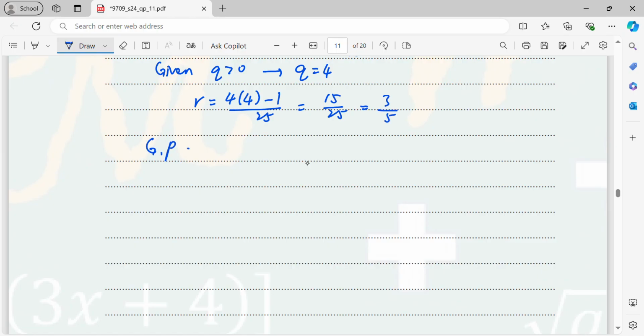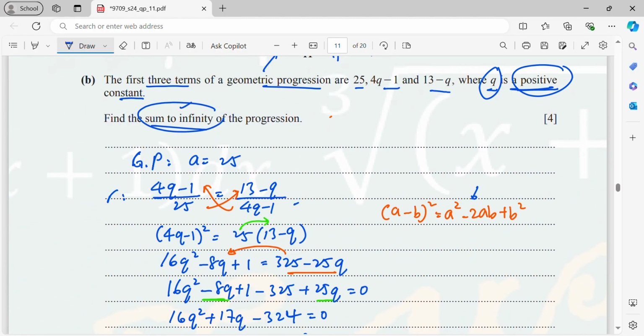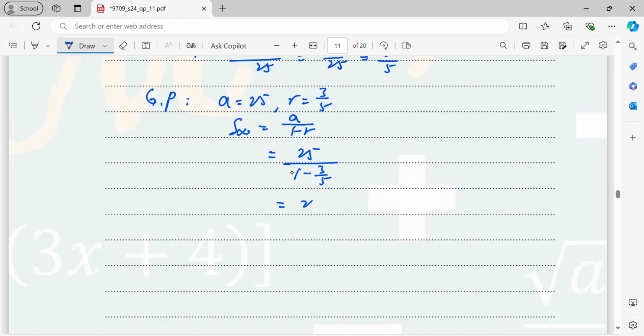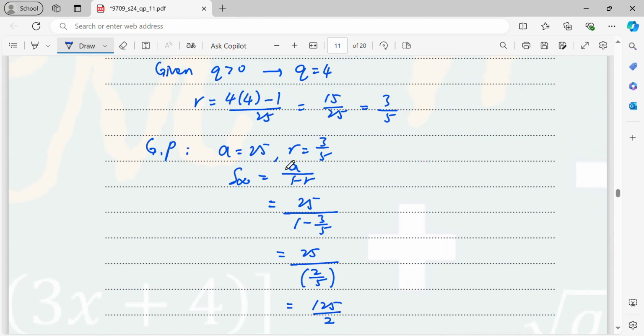Now, for the geometric progression, your a remains 25, your r is 3 over 5, and the question is asking for the sum to infinity. So now S infinity equals a over 1 minus r. That is the formula. That means here I will get 25 divided by 1 minus 3 over 5. That is going to be 25 divided by 2 over 5. Then you just calculate this using a calculator. That is 125 over 2. So that's all for this sum to infinity.